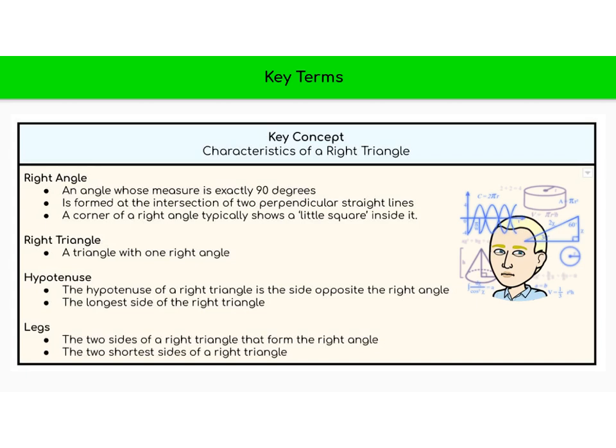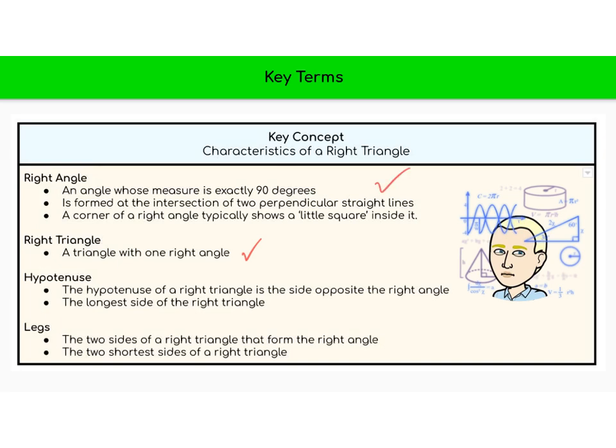So our next unit of study is going to be the Pythagorean theorem, which is one of the most important and famous theorems in all of math. But to have a good understanding of the Pythagorean theorem, we must first have a good understanding of right triangles. So what is a right triangle? Well, a right triangle is a triangle with one right angle.